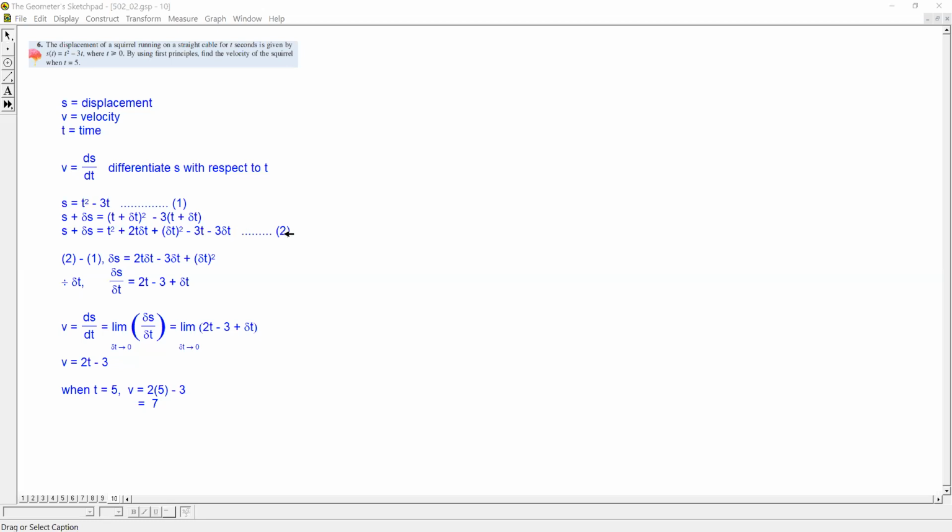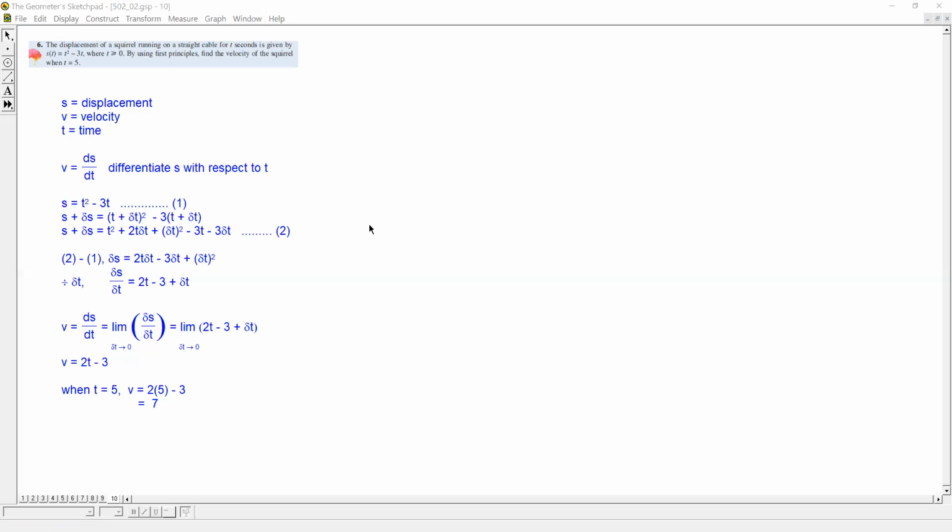After expanding, you use equation 2 minus equation 1. Now all those terms without delta, they will cancel off. So next time you don't worry. If you want the first principle, you just pick up the ds, the dt, or the dy and the dx, the delta y and the delta x. All those without delta, they will cancel off, and you are left with this one. Delta s equals 2t delta t minus 3 delta t plus delta t squared.